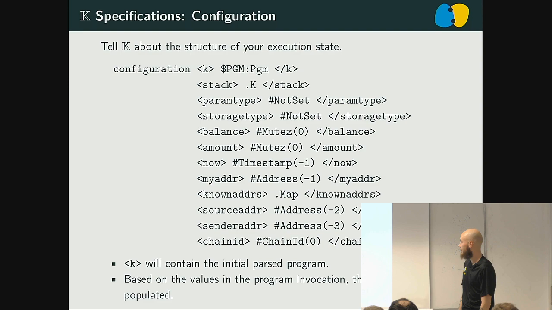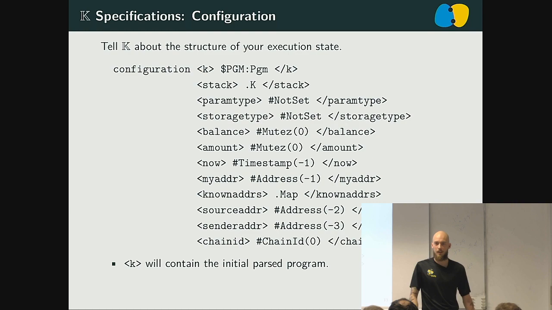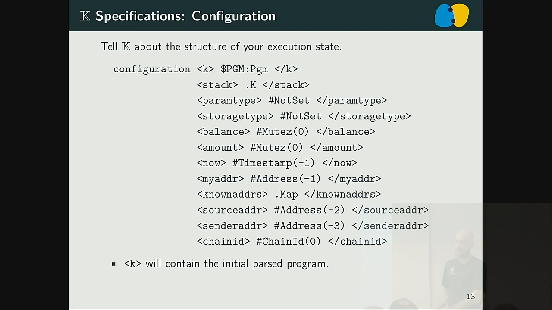These are just some initial values. We need to put something in, and then when you invoke your contract, all these cells, like the balance and the amount, they just get populated, and then your contract proceeds.